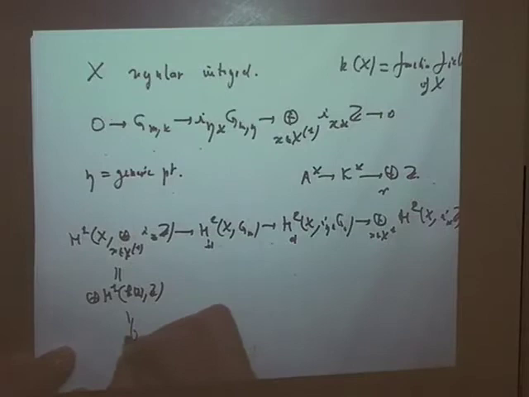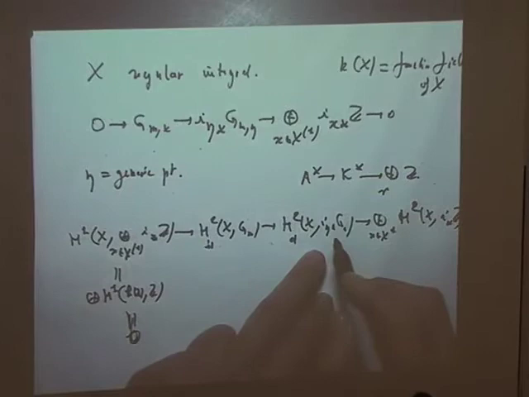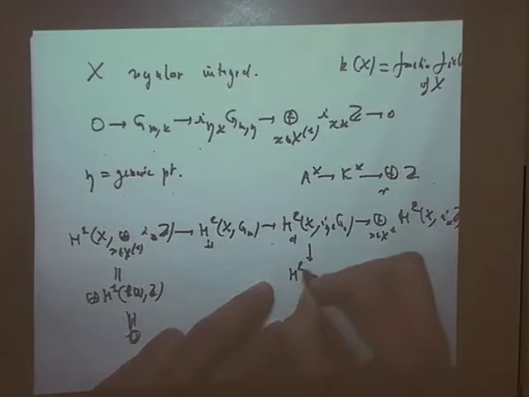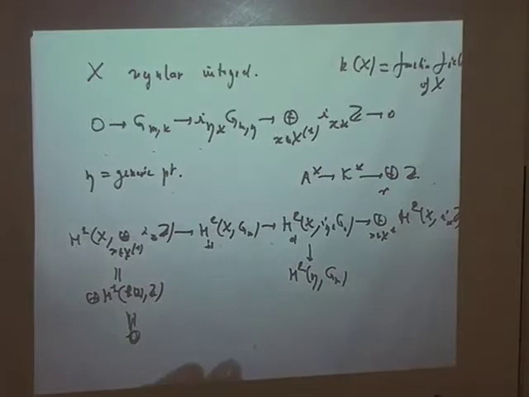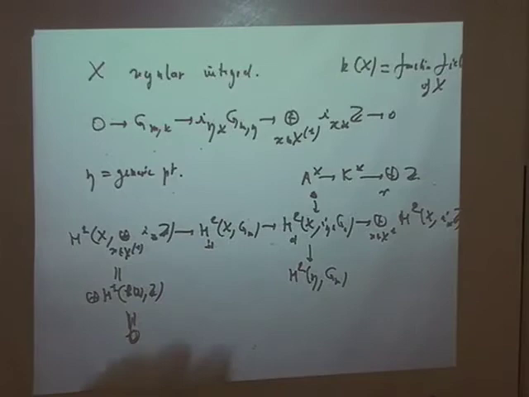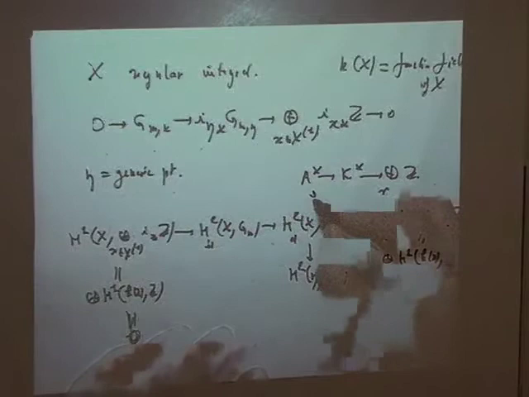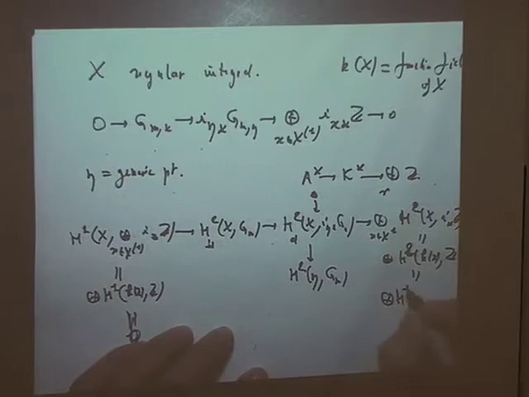And then you have the problem of comparing this group, H2 étale of X with G_m, with the Brauer group of the function field. So there's H2 of η with values in G_m, which is the Brauer group of this function field. And what you show by using Hilbert 90 is that there's an injection here. And then this part here is also quite nice. It's the direct sum of H1 of K(x), H2 of K(x), Z, which is the same thing as H1 of K(x), Q mod Z.